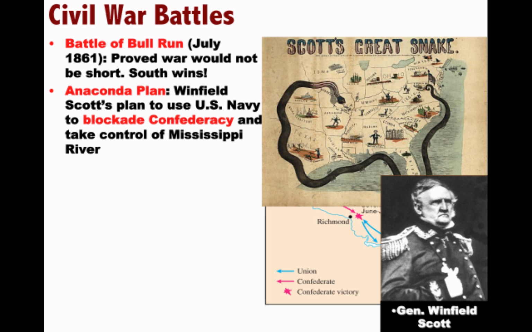One of the strategies that you should be aware of is the Anaconda Plan by Winfield Scott, and it was basically a plan to use the U.S. Navy to blockade the coast of the Confederacy and eventually, hopefully, take control of the Mississippi River.